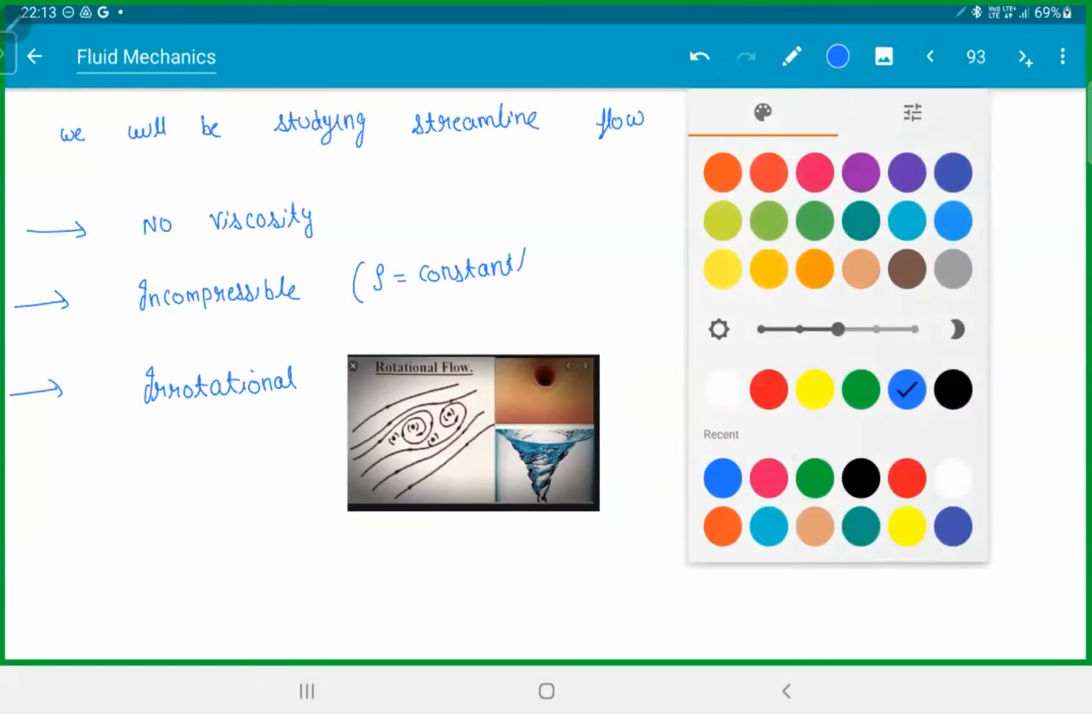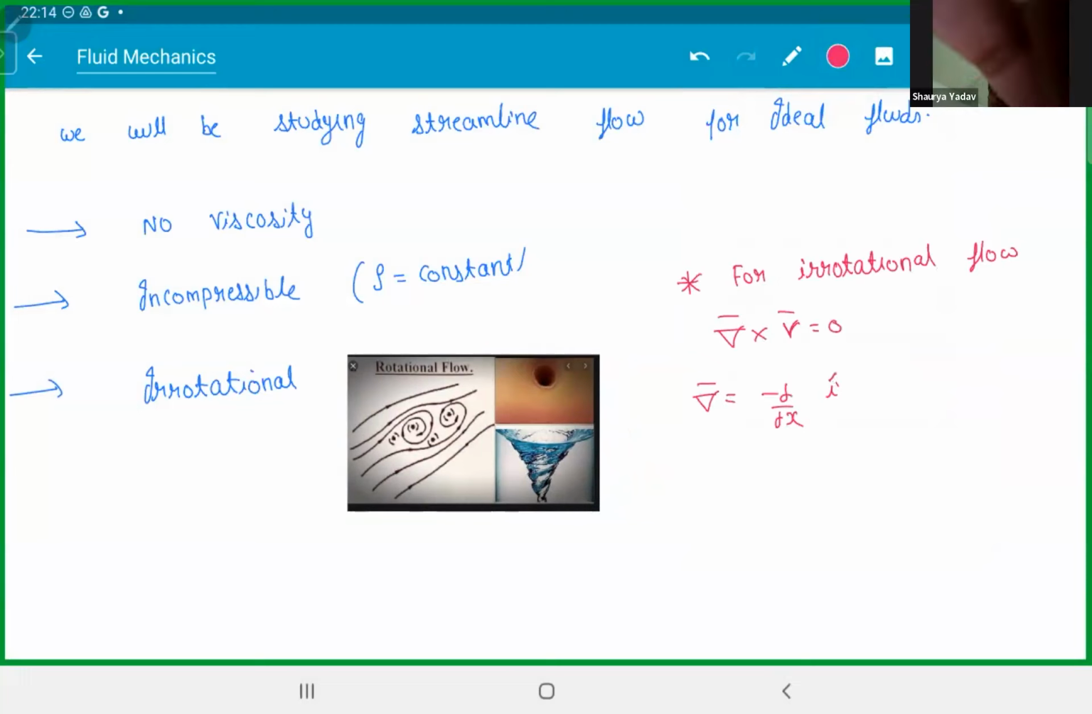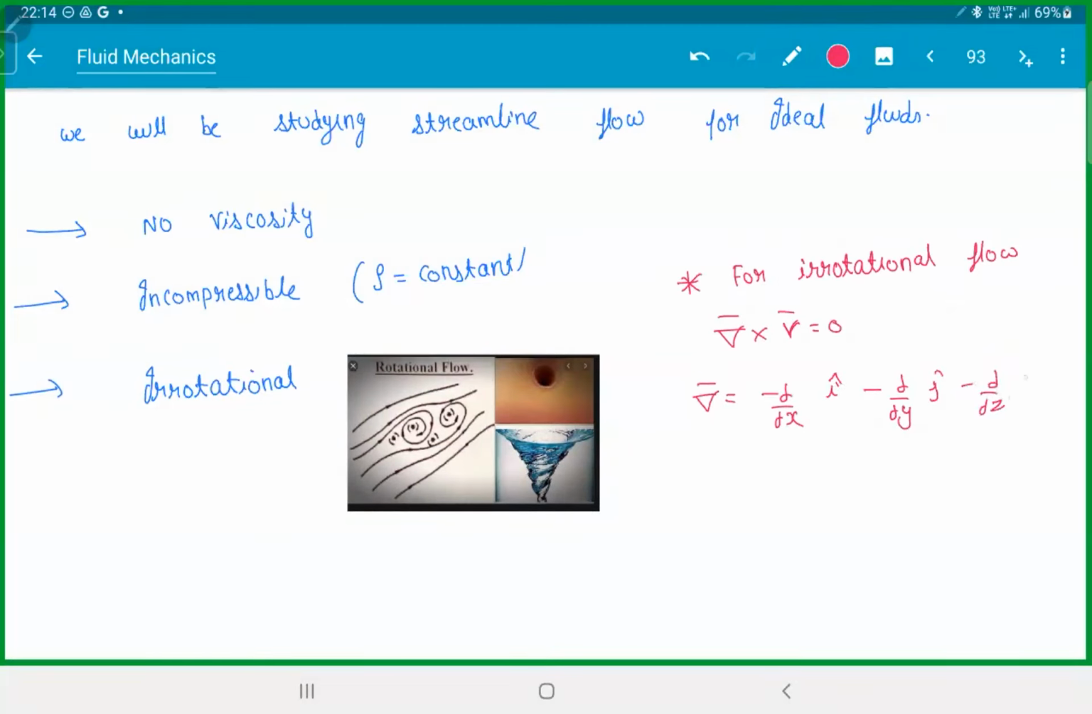Now the condition for irrotational flow is slightly off topic. You have done something like this in work, power, energy, for conservative forces. We say del cross V is 0. Del is the curl operator, which is dou by dou x i cap, dou by dou y j cap, dou by dou z k cap. Remember, for conservative forces, del cross F is 0. This is called the curl operator.